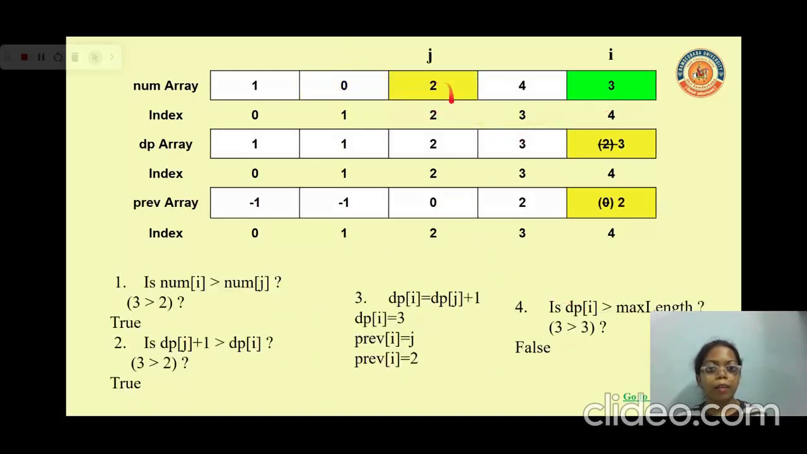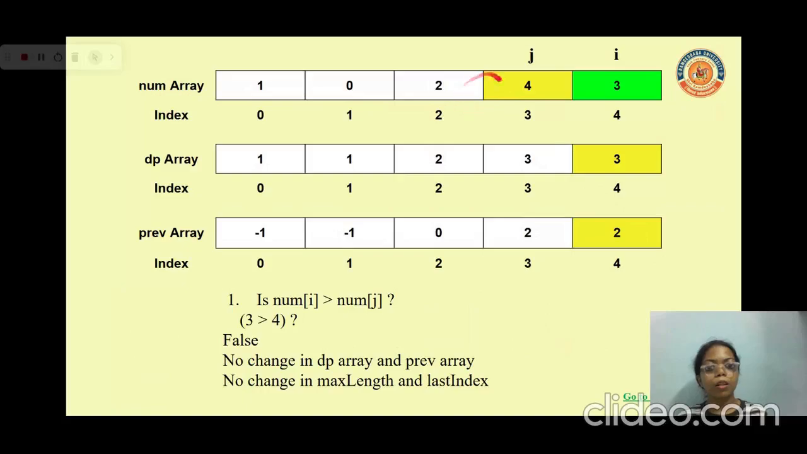Again I will check, 2 plus 1, 3, greater than 2. Yes. Here first we need to check the numbers, by the way. 3 is greater than 2, so we will next check 2 plus 1, 3, greater than 2. Therefore we have updated it to 3 and noted down the previous index as 2, but I have already got a subsequence with length 3. There is no point in considering it again.